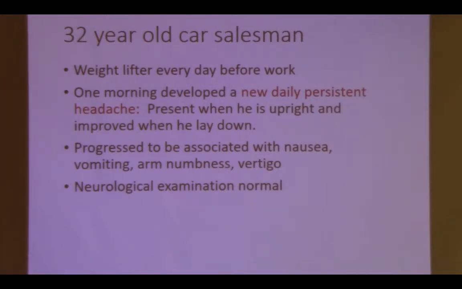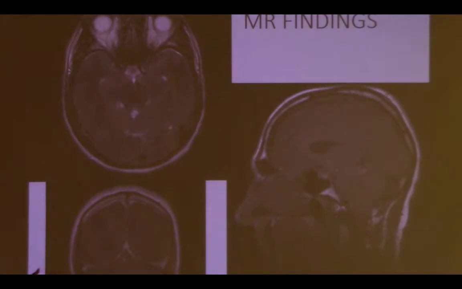And the characteristic of this headache is when he was lying flat, he was fine. But when he was upright, his headache got worse and worse and worse. In fact, to the point where when I went in to see him, he was lying on the bed and wouldn't get up. I almost had to examine him lying on the floor. And they can get nausea, vomiting, numbness, vertigo, and often the neuroexamination is normal. So that's the history of somebody with a low pressure headache.